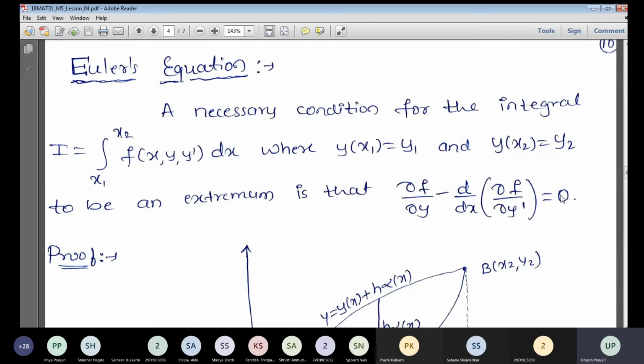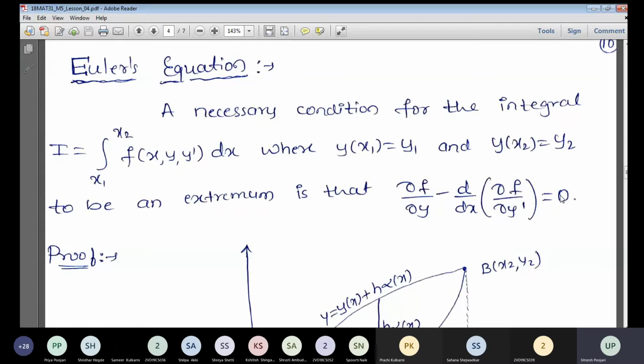Suppose in an example they ask to find the maximum value of I equal to the integral of sine(x plus y). So sine(x plus y) is nothing but your function f(x, y, y'). Then that function should satisfy this particular result: ∂f/∂y minus d/dx of ∂f/∂y' equal to 0. So it's a very important result, and in the exam they will also ask this: state and prove Euler's equation.